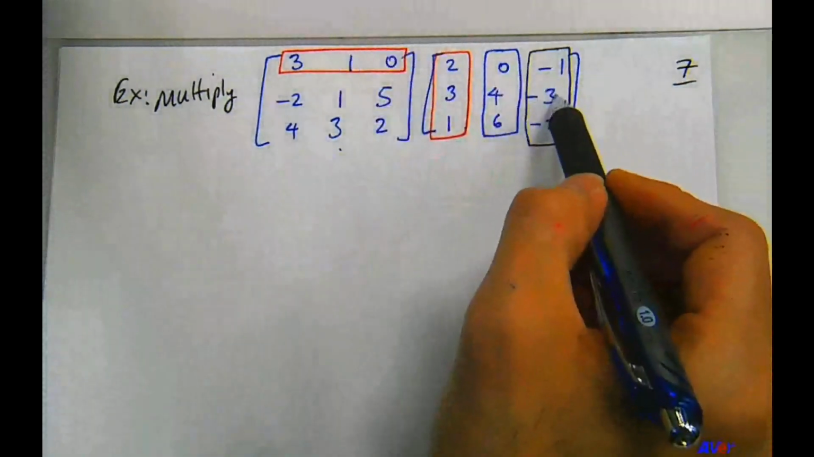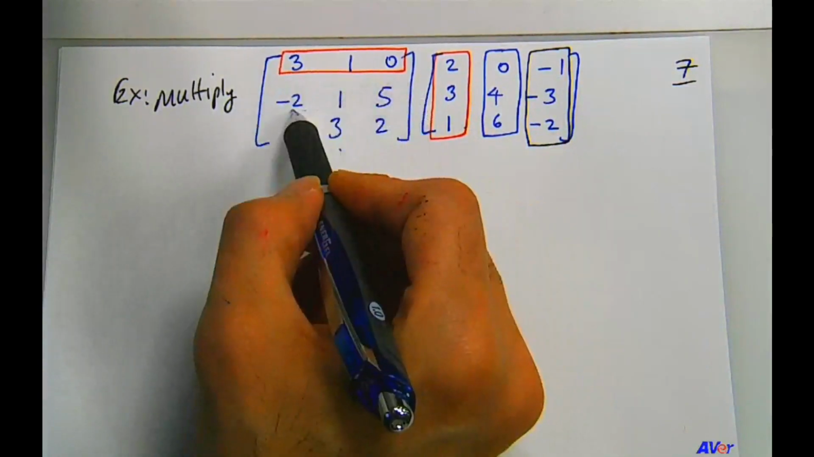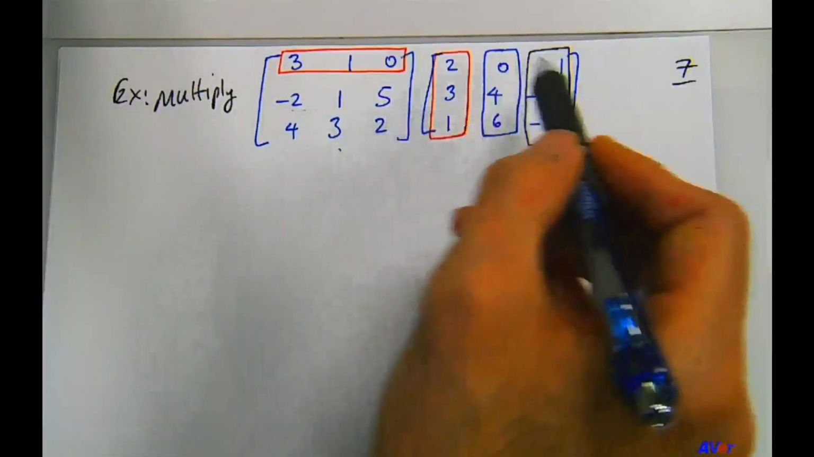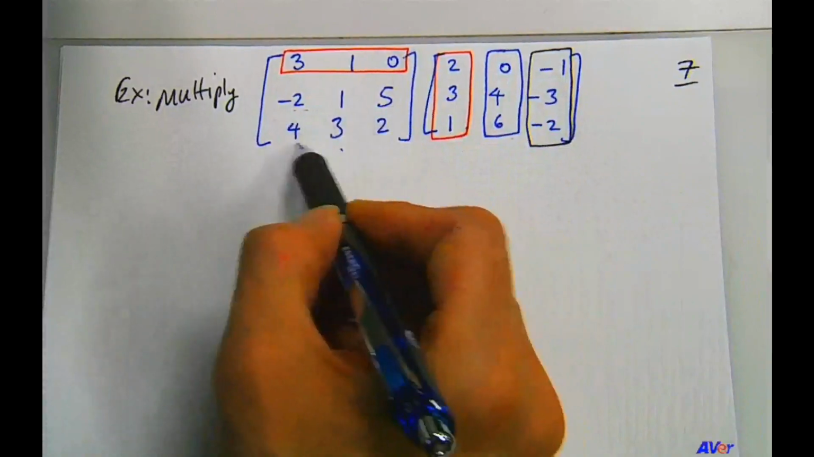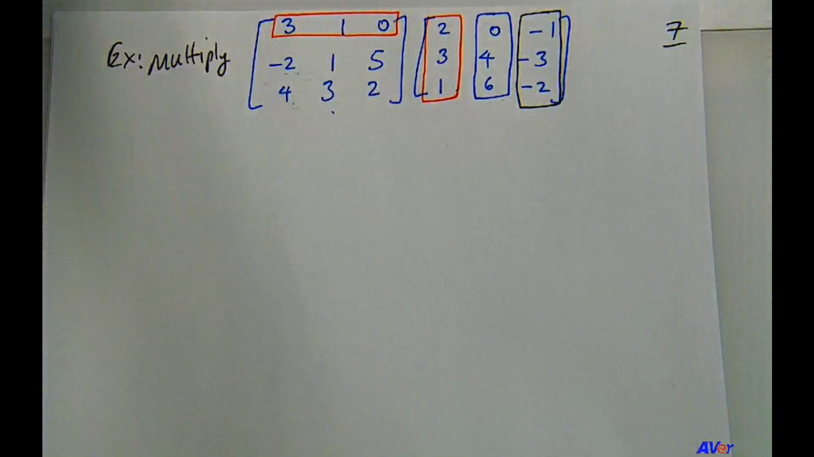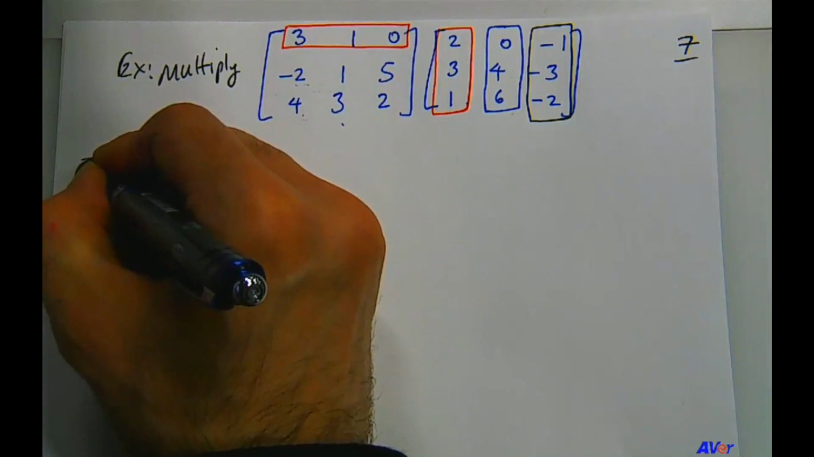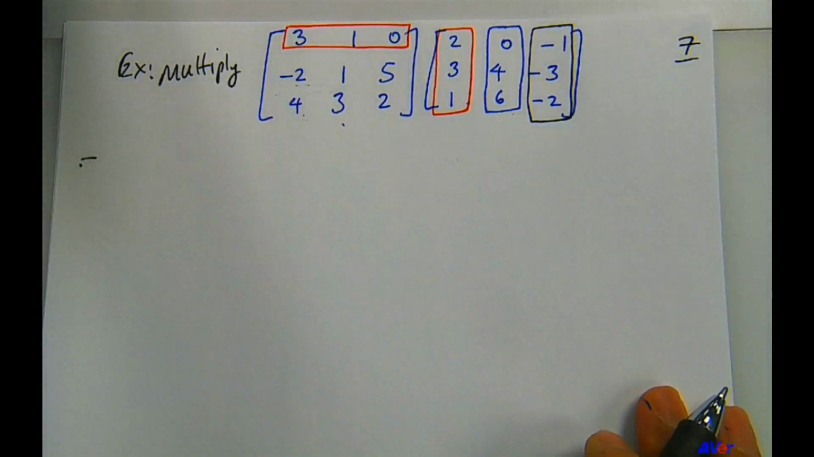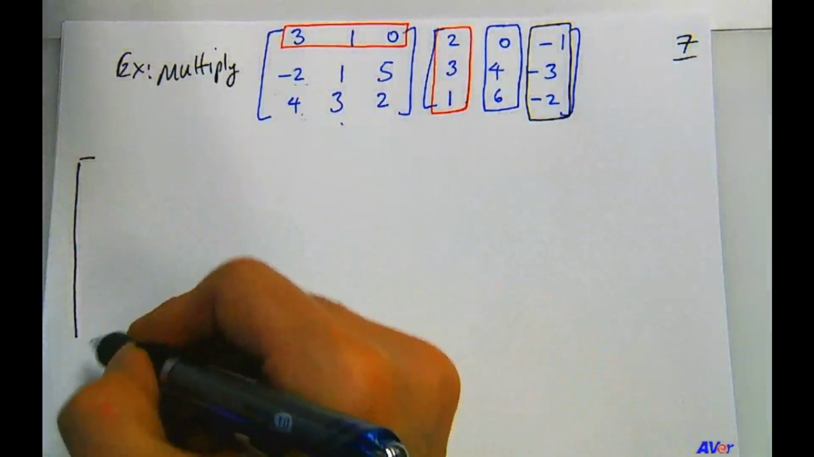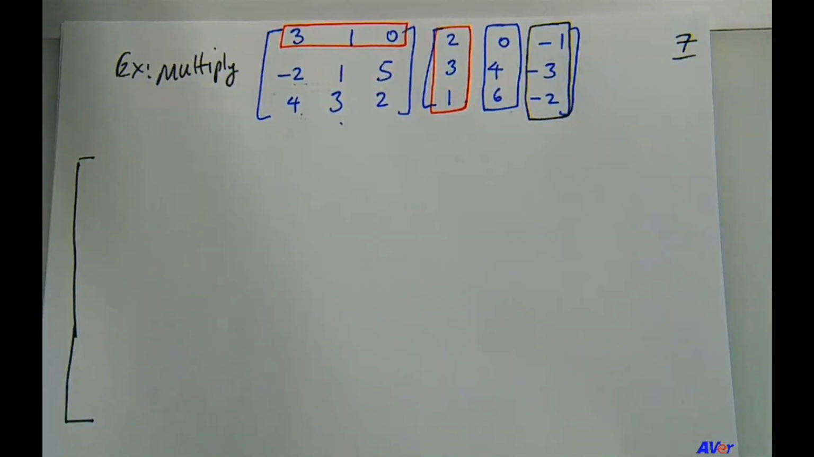Once you run out of columns multiplying the first row, then you switch rows. You move to the next row and you repeat multiplying by each column and adding those numbers. When you run out of columns again, you switch to the bottom row and repeat again. Okay, so let's do that. I'll try to fit this on the screen. Like that. I think that barely fits.